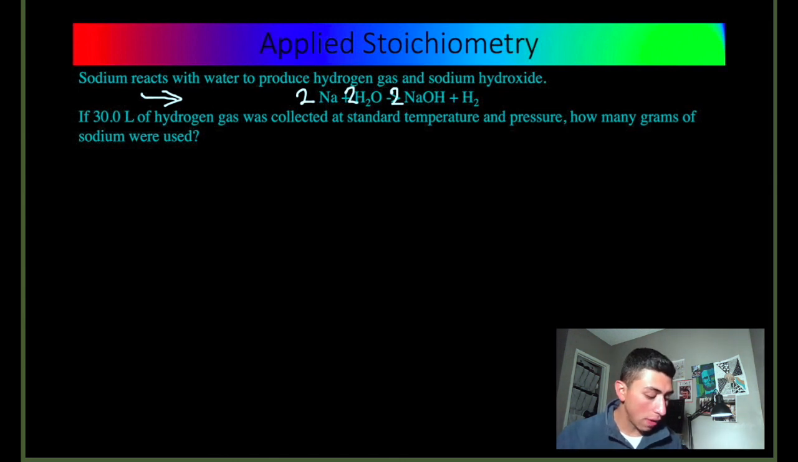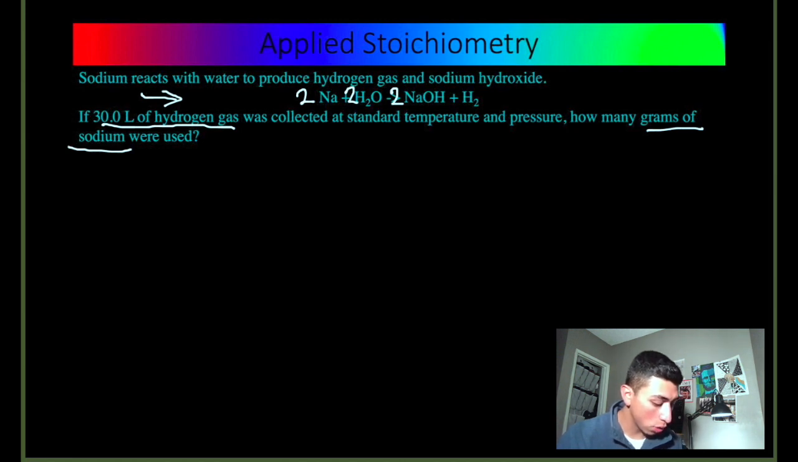If 30 liters of hydrogen gas was collected at standard temperature and pressure, how many grams of sodium were used? So this problem is a little bit different from the other problems in that we have this new unit of liters introduced, right? And we're asked to convert from liters to grams of sodium, essentially.